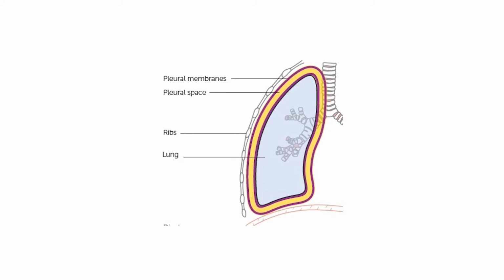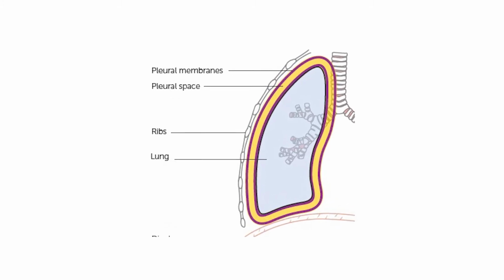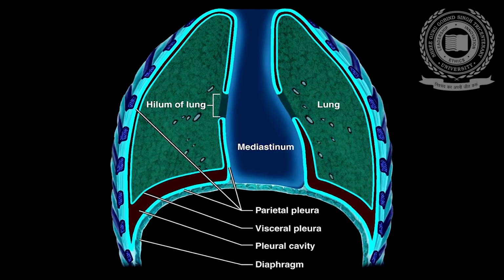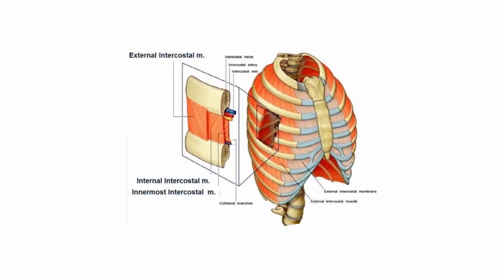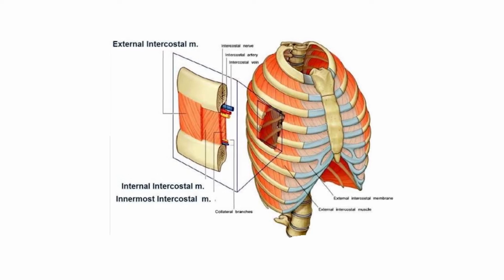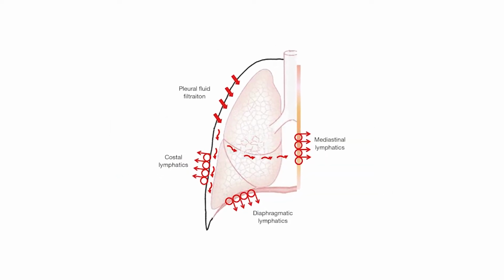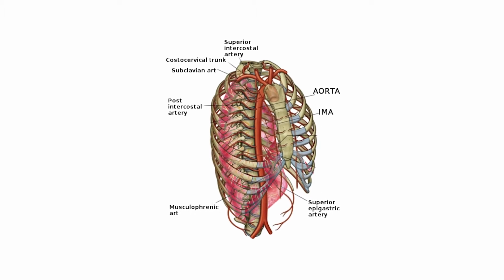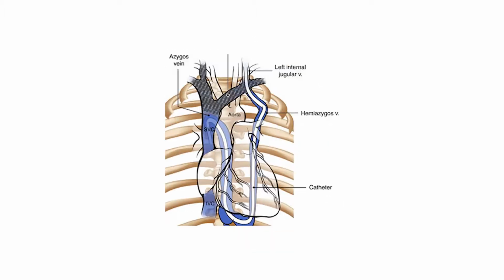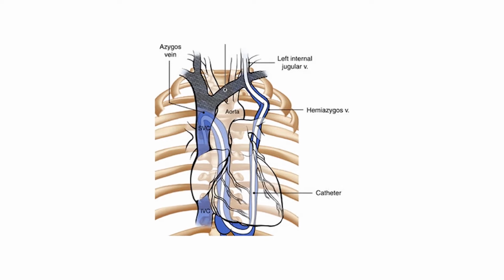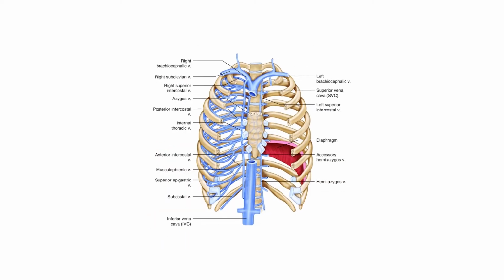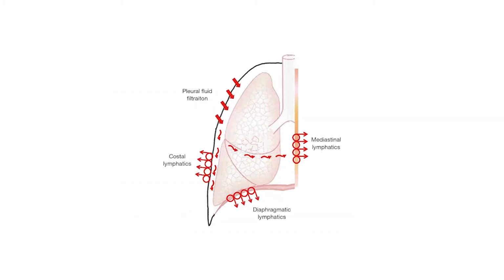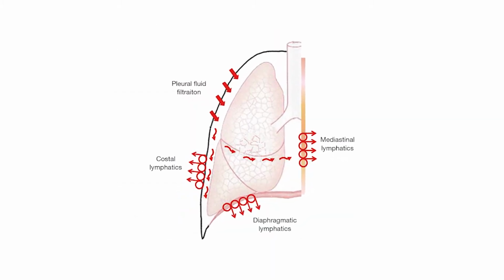Let's talk about blood supply and lymphatic drainage of pleura. The parietal pleura is a part of the thoracic wall. Its blood supply and lymphatic drainage are therefore the same as that of the body wall. It is thus supplied by intercostal, internal thoracic and musculophrenic arteries. Venous drainage of pleura: the veins drain mostly into the azygos and internal thoracic veins. The lymphatics drain into the intercostal, internal mammary, posterior mediastinal and diaphragmatic nodes.